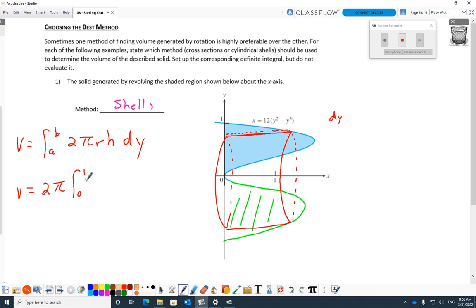Radius of each individual shell is just the y value of the shell. The height of each individual shell is this x value out here. So it's 12 y squared minus y cubed. And just to make it clear that we do subtract, I'm subtracting a 0 there, because the bottom of the shell is at y value 0 every time here.